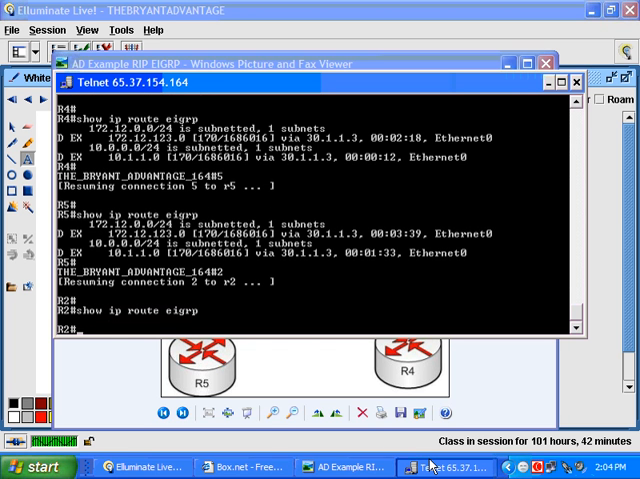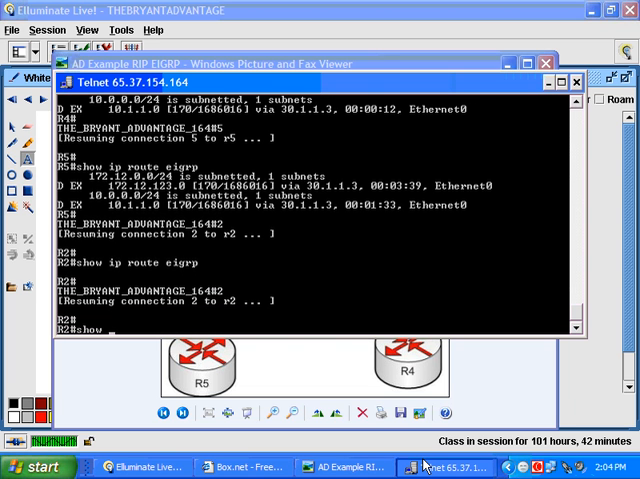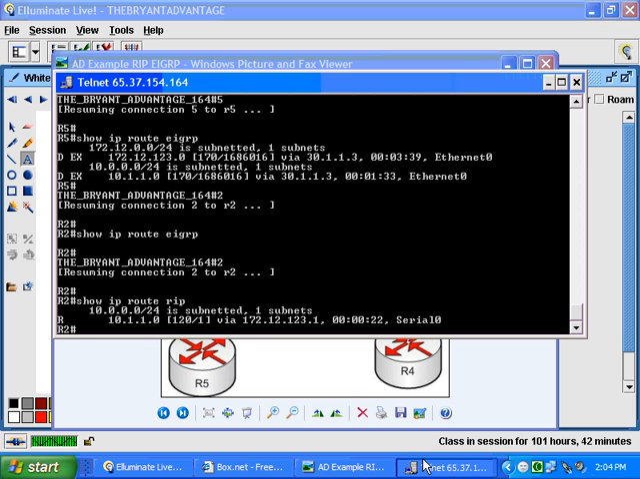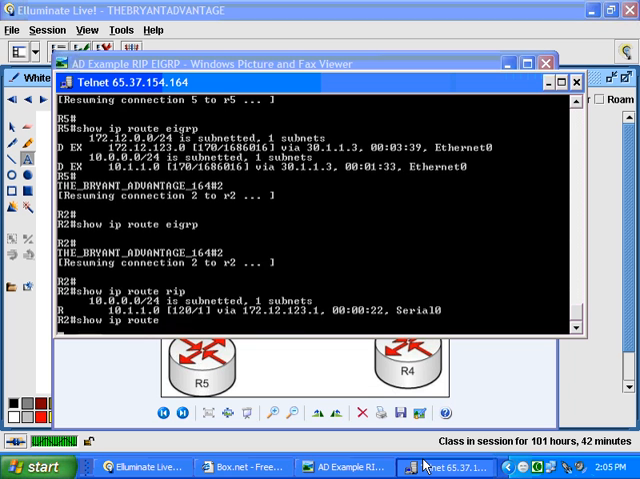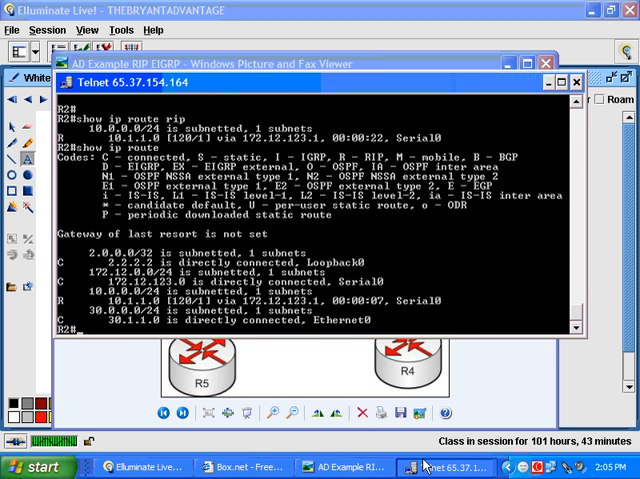We don't see any EIGRP routes. That's interesting. How about RIP routes? Yeah, that route didn't change this time. That's the route we're concerned about, because we don't expect to see 172.12.123.0 in RIP or EIGRP, because that's a directly connected route for router 2. But this time, the next hop IP address didn't change for router 2. Why not? Why didn't it?